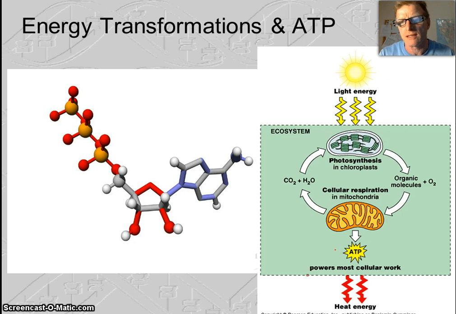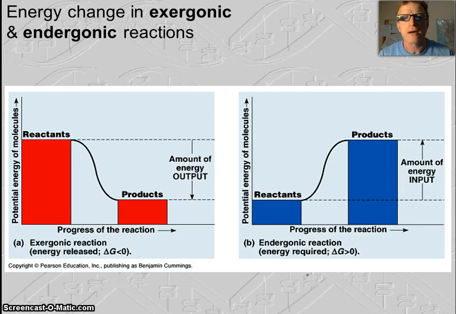So before we get into the details of ATP, we need to talk about energy and energy transformations. So some energy transformations are what are said to be exergonic. And exergonic means energy releasing. So this diagram here on the left, the red one, we can see that we have high energy reactants, and they're reacting to produce low energy products. So taking food and burning it is an example of an exergonic reaction.